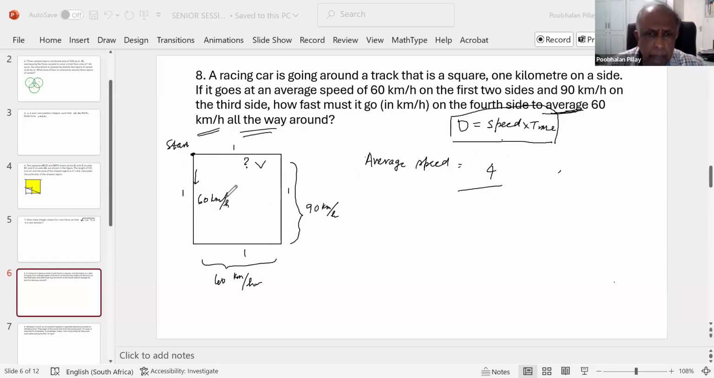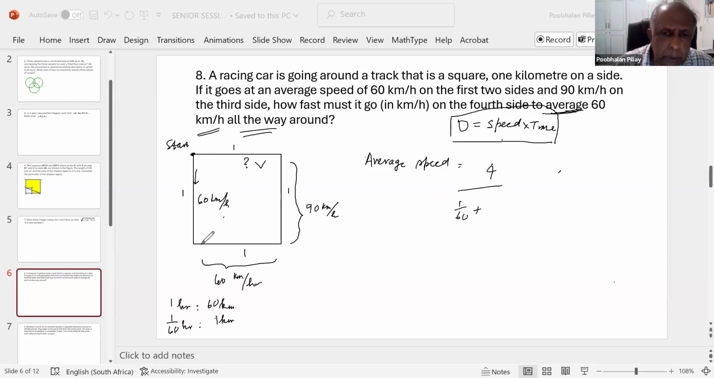Now, we know the time. Well, we don't really know the time. What we do know is that it travels 60 kilometers per hour. In 1 hour, the car travels 60 kilometers. So 1 kilometer would be 1 over 60 hours. Right. That's what it is. It's distance divided by speed is the time. So the time taken to do the first lap is 1 over 60.